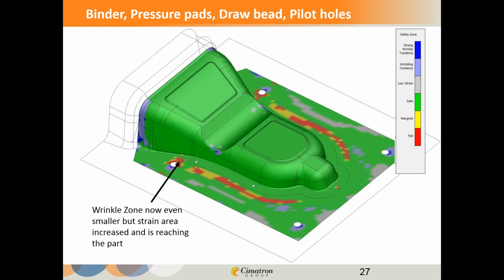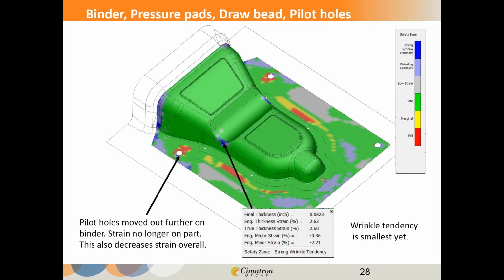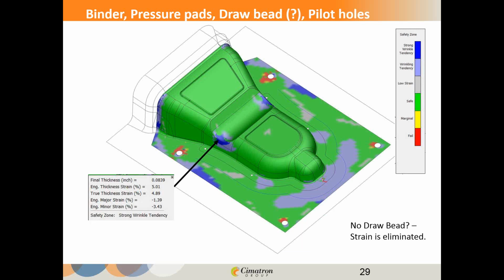Well, thinking out loud, since I see so much of the tear in the draw bead area, maybe what we'll do is move the pilot holes further out, and we'll start tweaking that draw bead again. Notice my wrinkle tendency is way down now. It's like 2.6%. And by moving the pilots out, I've also moved that strain out away from the part. So I'm seeing some good results already. But when I go one further and take the draw bead off entirely, the tear area in that zone is gone. Yes, the strain's increased a bit, back up to 5%, but you can see that's had pretty good results in telling me that the part's not going to tear.